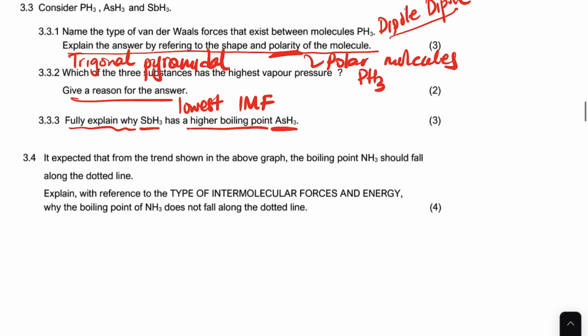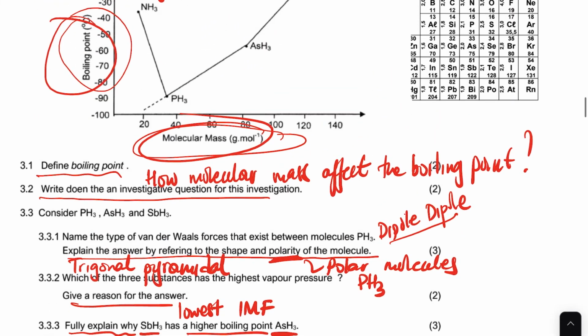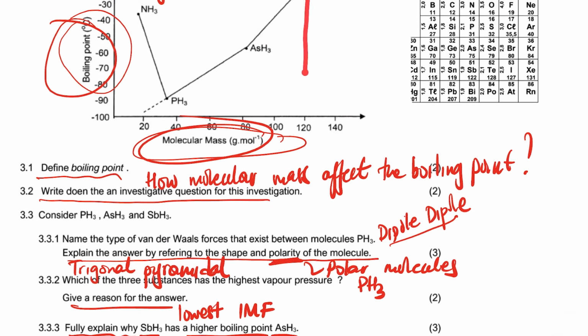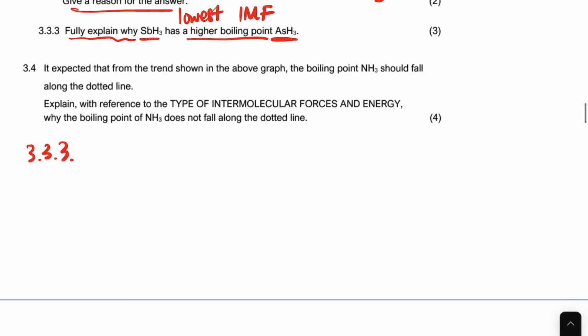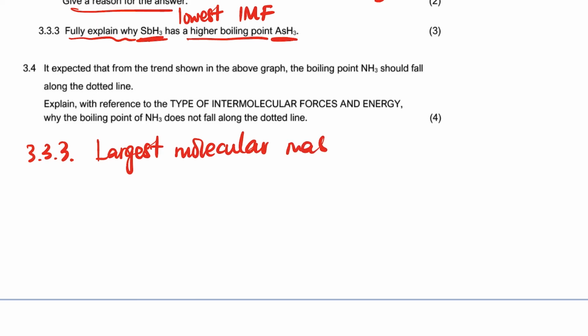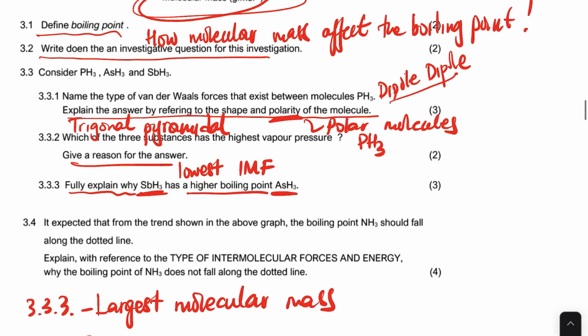So the first thing that you need to state there in 3.3, let me write the answer there. You need to talk about what you see in the graph. Do you see this one? It has the highest molecular mass, and this one the lowest molecular mass. So we'll say SbH3 has the largest molecular mass, right? I'm going to talk about the molecular mass. That's the first point that I'm going to say.